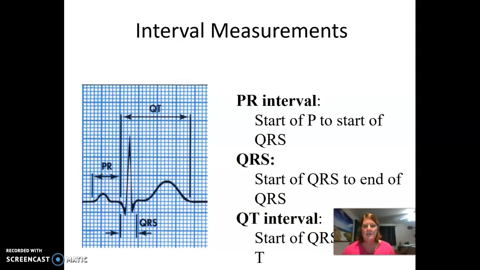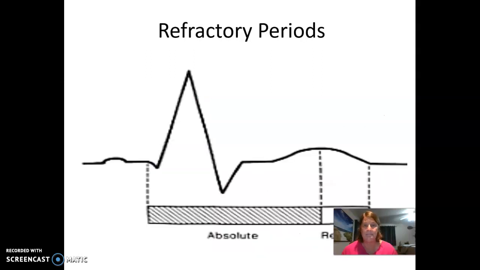So interval measurements, again: PR interval, we measure the start of the P wave to the start of the QRS. Normal, we said, is 0.12 to 0.20. QRS, beginning of that Q wave or whatever variation of the QRS we have, to the end of the QRS. It's telling us how long it's taking the ventricles to depolarize. And the QT interval is the start of the QRS to the end of the T wave, how long it's taking the ventricles to depolarize, contract, and get back to rest so it can do it again.